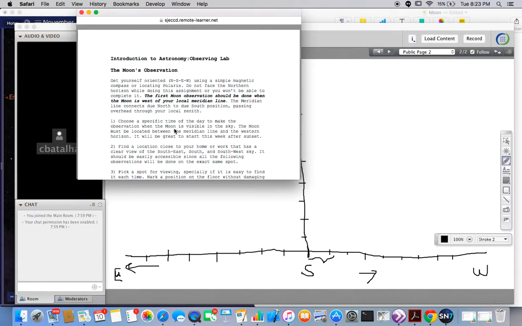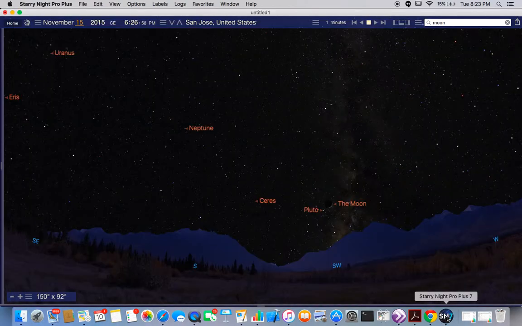So choose a specific time of the day to make the observation when the moon is visible in the sky. So let me bring some software that will allow for that to happen. I already have the moon figured here. Look at that, the moon is in the sky on November 15th. Today is the 10th, which is Tuesday. So 13 is Friday, so we are talking about Sunday. You're supposed to do your first observation this coming Sunday.